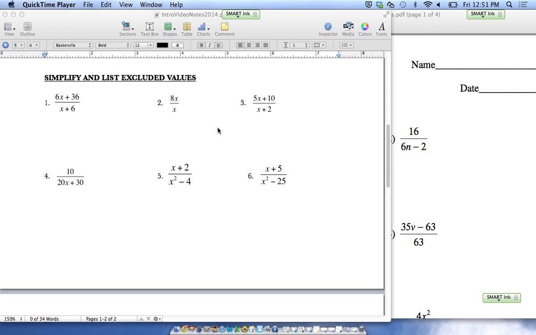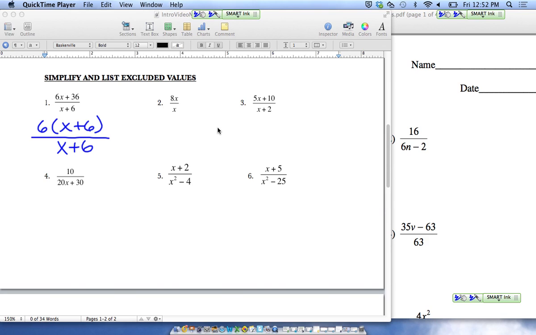The next problem set, you're asked to simplify and list excluded values. And this is what we'll be working on this week whenever we return to school, next week rather. So looking at problem number 1, I'm going to go ahead and factor the numerator, meaning I'm just going to break it down into its factored pieces. If I remove a positive 6, then the numerator looks like 6 times the binomial x plus 6, and then my denominator is x plus 6.